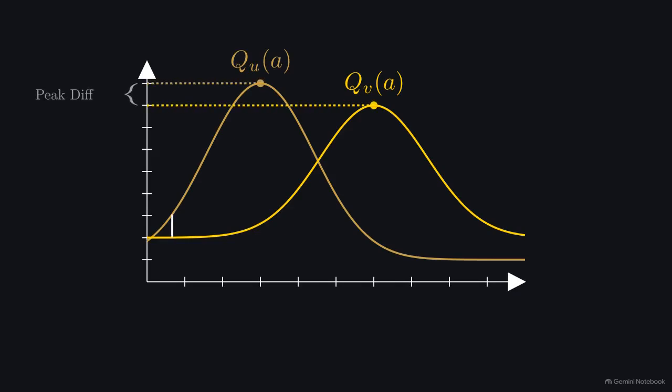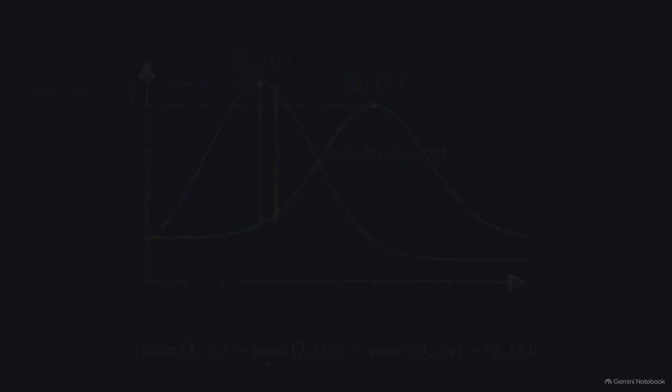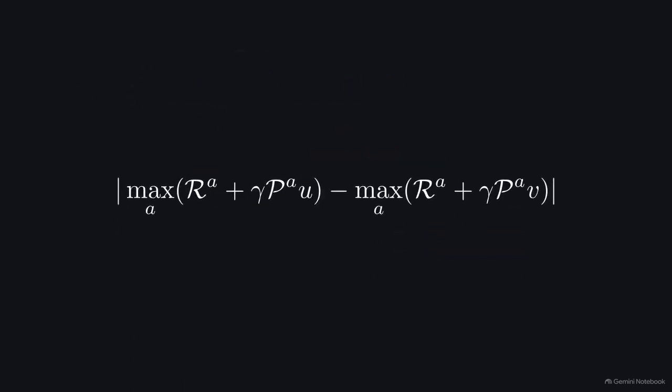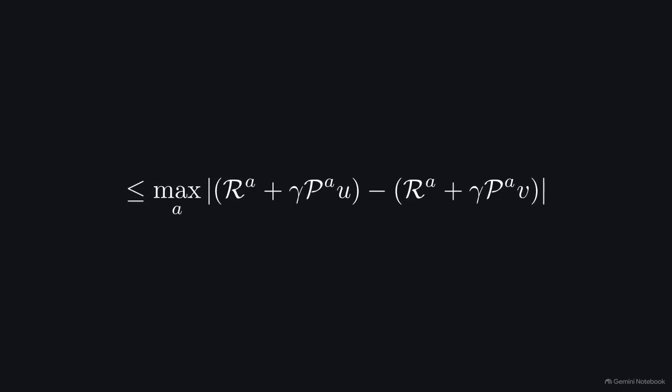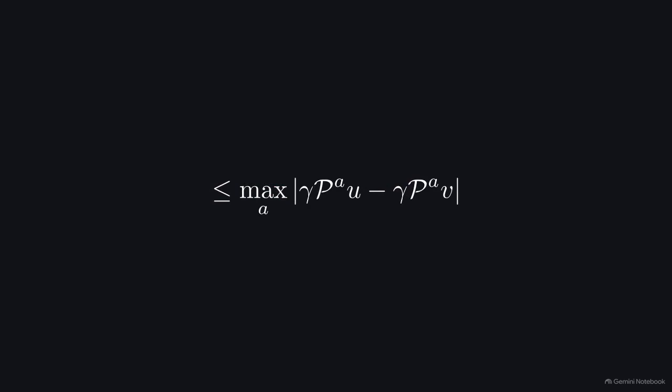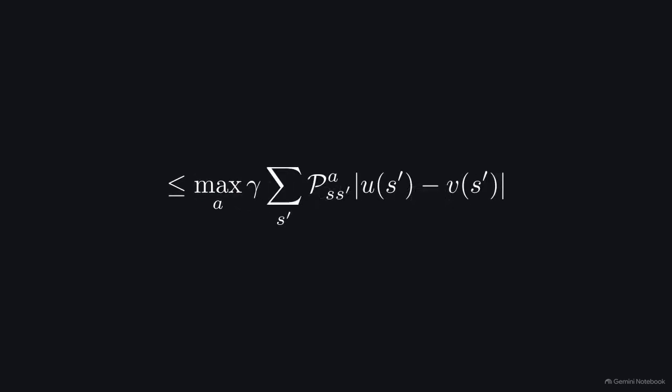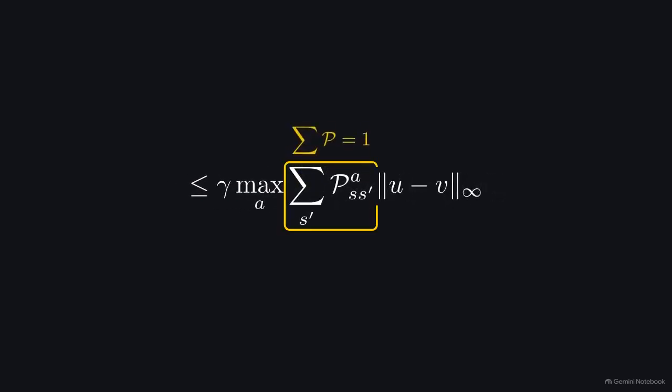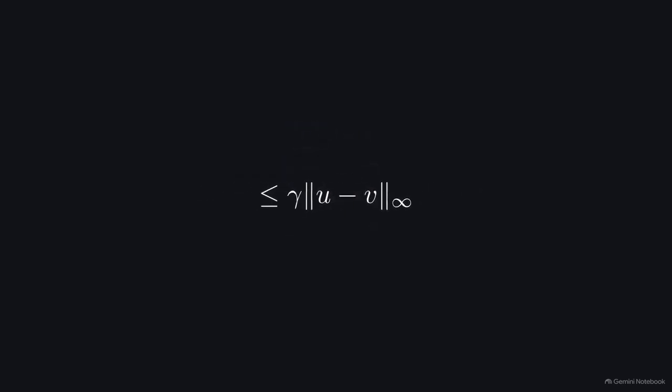If we compare the absolute peaks of two functions across identical actions, the peak difference is less than or equal to the maximum matched difference. This gap remains tethered to the matched limit. Applying this to the Bellman optimality operator, we pull the absolute difference inside the max operator. This forces matched actions, meaning identical rewards cancel out. Since transition probabilities sum to 1, the distance remains firmly bound by the discount factor.